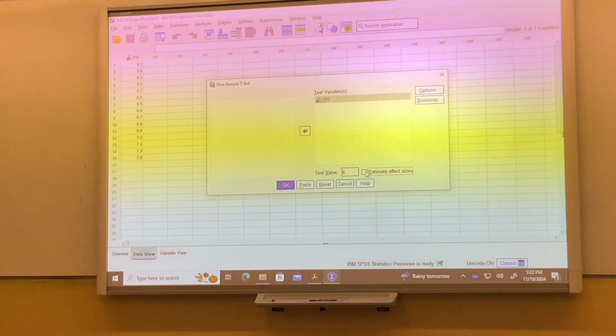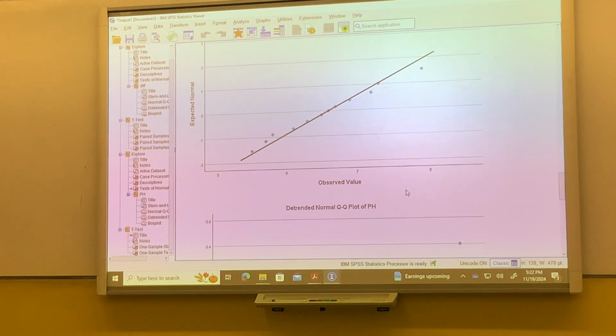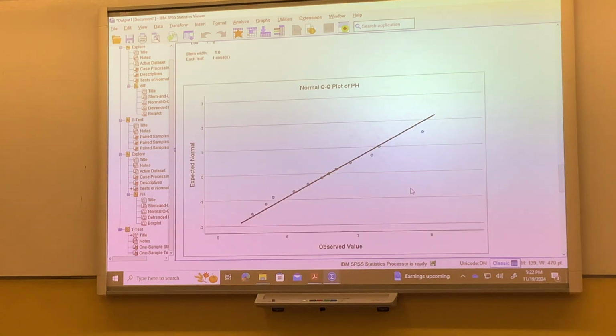Get rid of estimate effect sizes, we don't need it, but remember to put, always assuming that H naught is true, put this 6 over there. This is 6, and for your homework, it could be another number, but make sure you put it there. Again, you can change options depending on what confidence level. We have a 95% in this, so click on that.